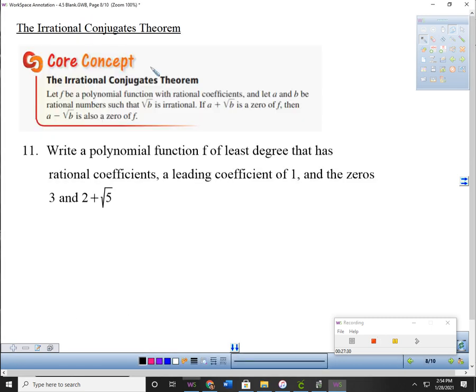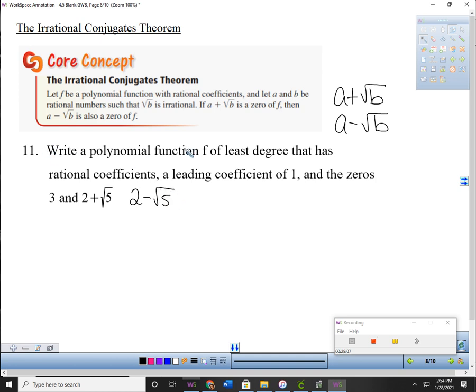So that's going to feed into our irrational conjugates theorem, which says if I have a polynomial function that has rational coefficients, and a and b are rational numbers, and the square root of b is irrational, if a plus the square root of b is one of my zeros, then a minus the square root of b is also one of my zeros. So when they give you the zeros in here, notice they're only listing 2 plus the square root of 5. But because of this theorem, I know that if 2 plus the square root of 5 is a 0, so is 2 minus the square root of 5.